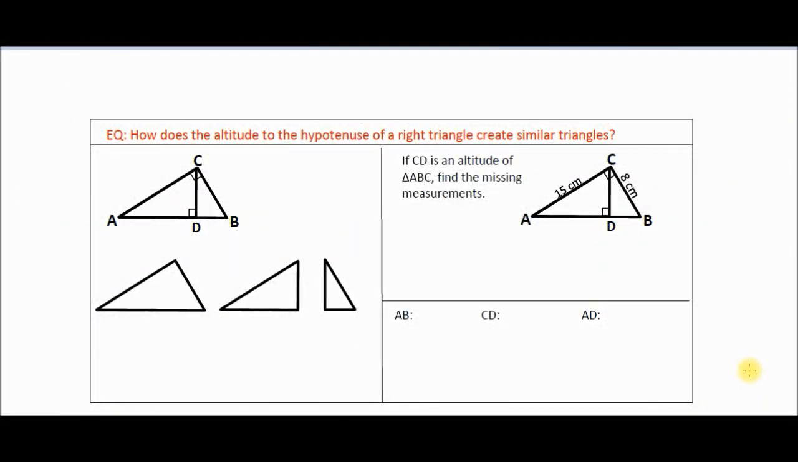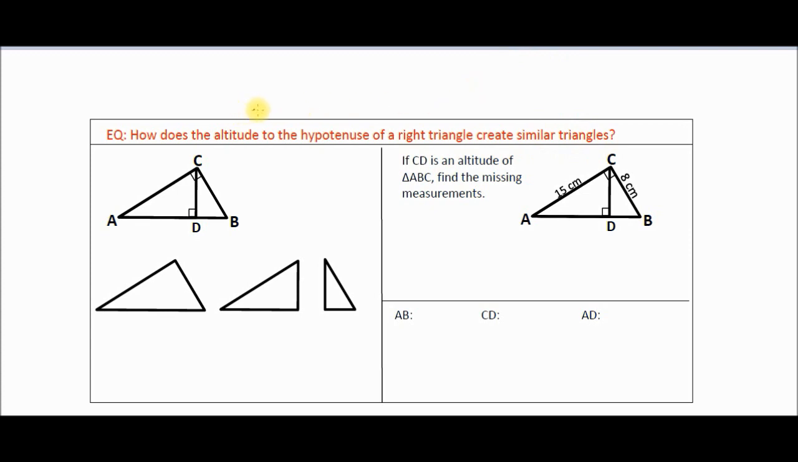This video is for the Unit 8 flipbook called Trigonometry. This video is found in section 2 of this flipbook, Top Flap. The title of this section is Right Triangle Similarity. And the essential question you see on the page right now, class, is: how does the altitude to the hypotenuse of a right triangle create similar triangles?